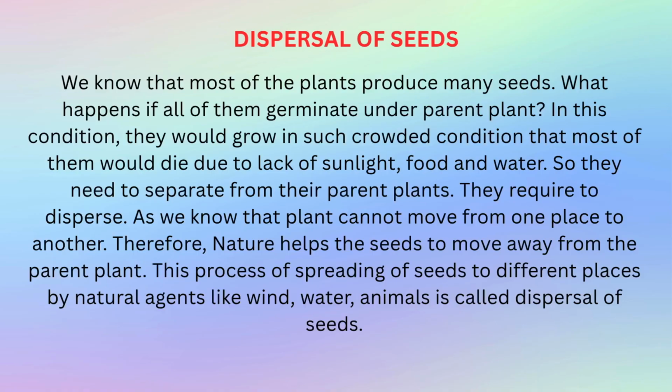Dispersal of seeds. We know that most of the plants produce many seeds. What happens if all of them germinate under the parent plant? In this condition, they would grow in such crowded condition that most of them would die due to lack of sunlight, food and water. So they need to separate from their parent plants.